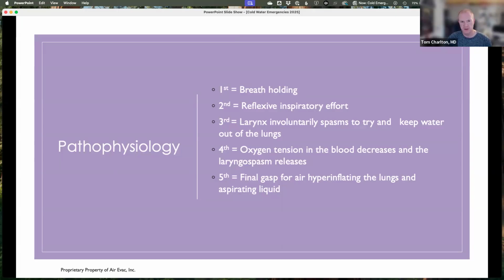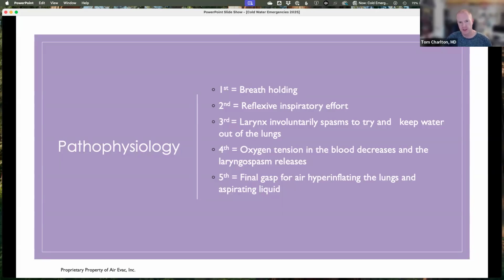Just like whenever you are drinking something and some liquid goes down the wrong pipe, your larynx involuntarily spasms to try and keep that water out of the lungs. And that laryngospasm can be really intense. And so sometimes these patients will have such bad laryngospasm that no water will actually enter the lungs, and they will drown despite not really having much water, if any, in the lung tissue on autopsy.